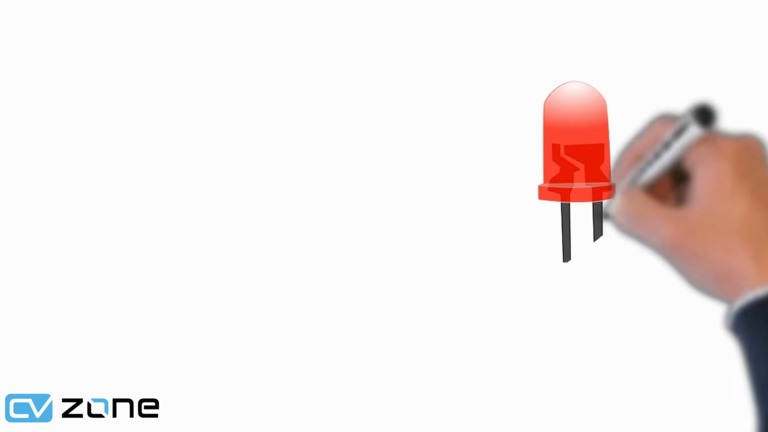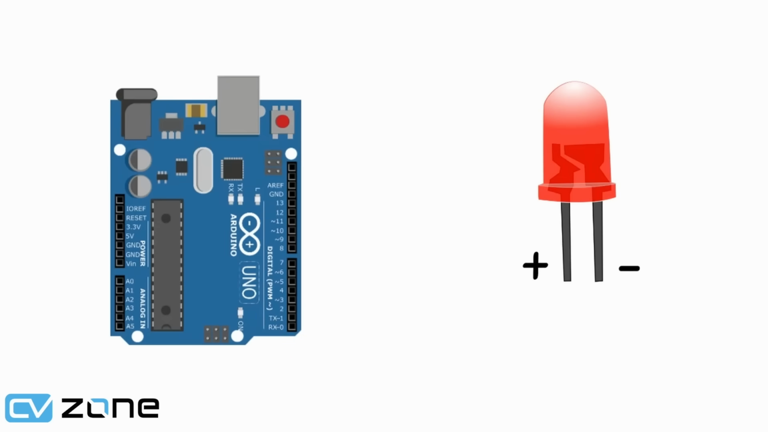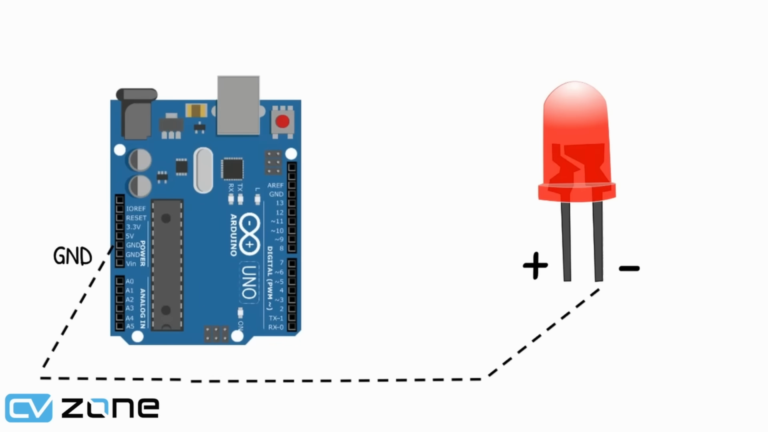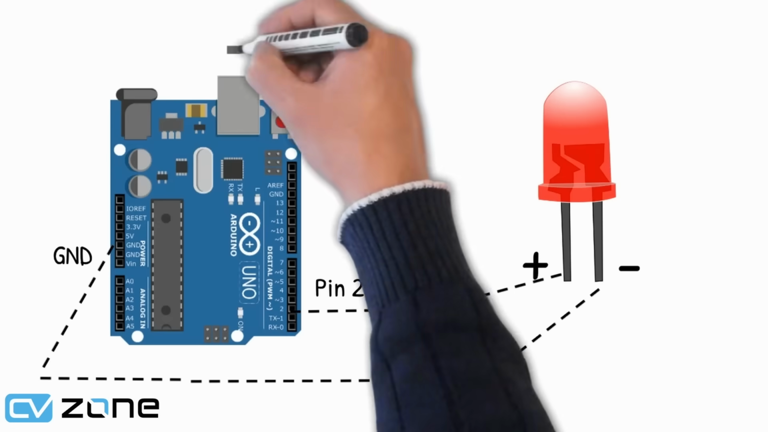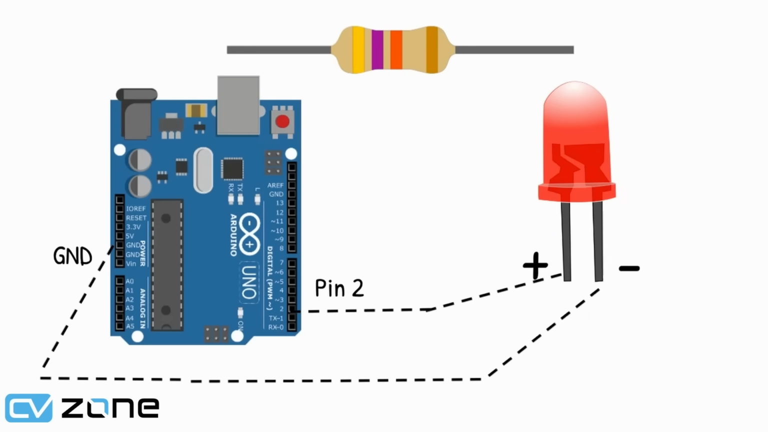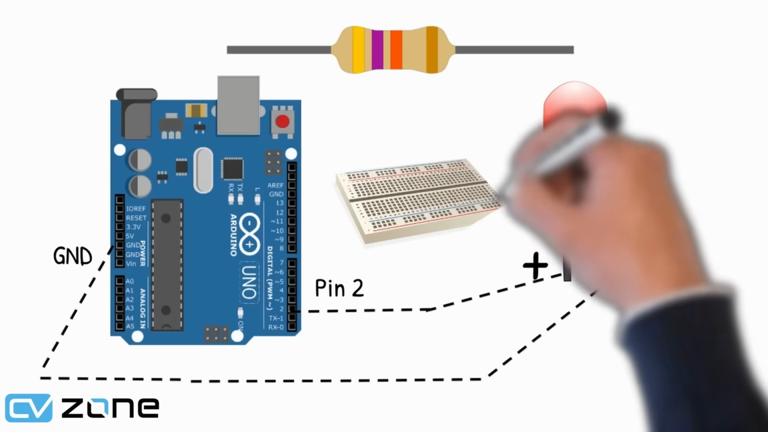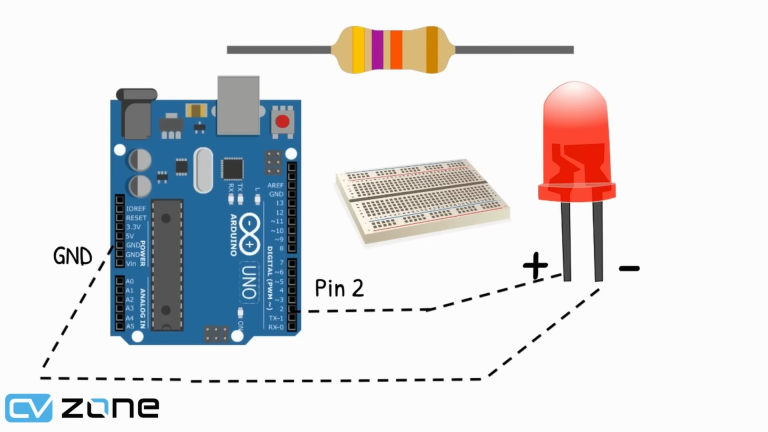So let's see how we can connect an LED light to Arduino. As we know, an LED light has a positive and a negative connection. So we will connect the negative pin to the ground and the positive pin to one of the digital pins, let's say pin number 2. But with LED light, we should use a resistor to limit the current to avoid burning the LED. So we will need to use a breadboard. When using Arduino, many projects require the use of breadboard. So it is a good idea to learn the basics using a breadboard.